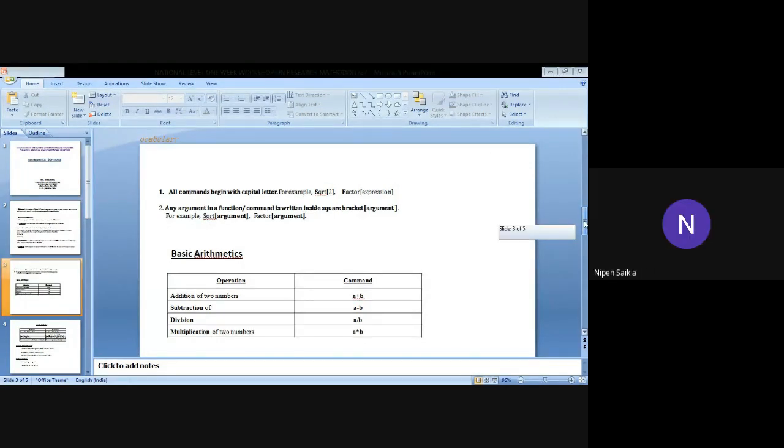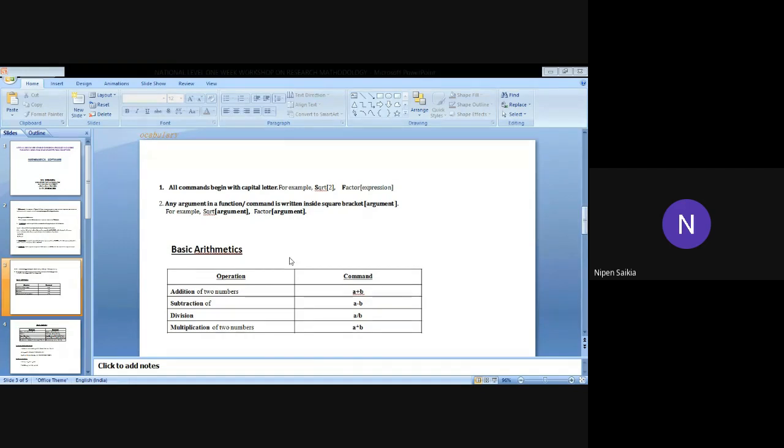Okay. So, we are here with basic arithmetic in Mathematica. If we want to add two numbers, say a and b, our command will be a + b. The plus sign is used, and similarly subtraction a - b, division a / b, and for multiplication we use a star, or sometimes we can also use a space between a and b. There is an alternate command also: for addition we can write Plus, within square brackets a comma b.